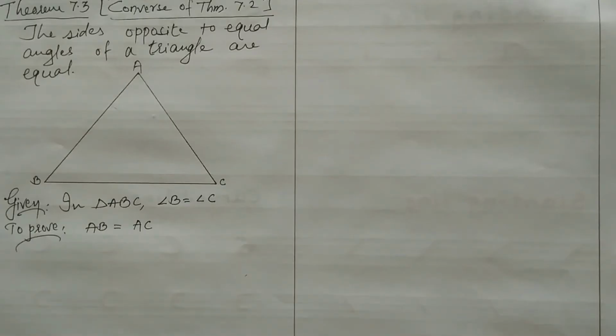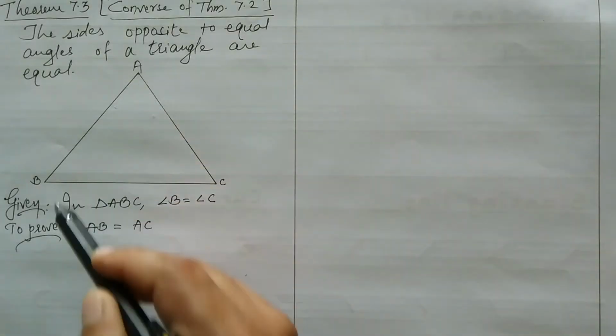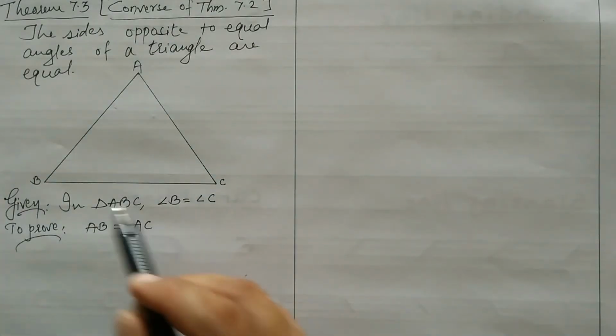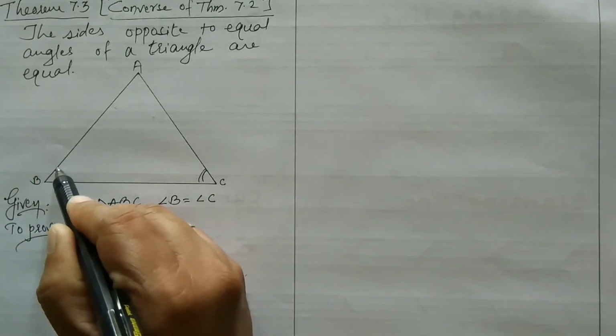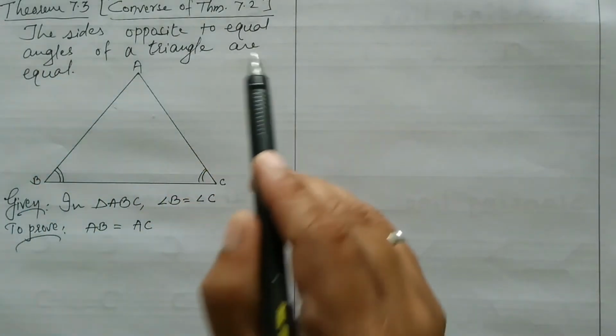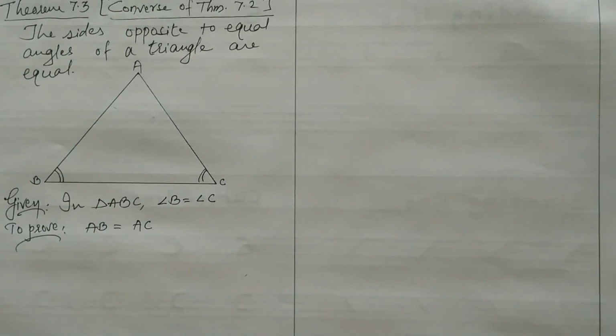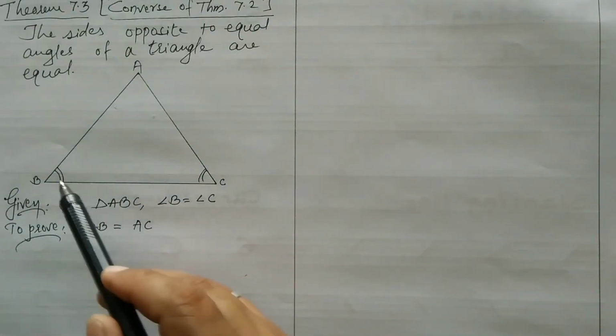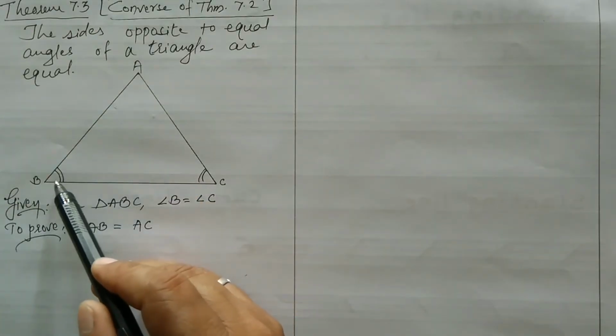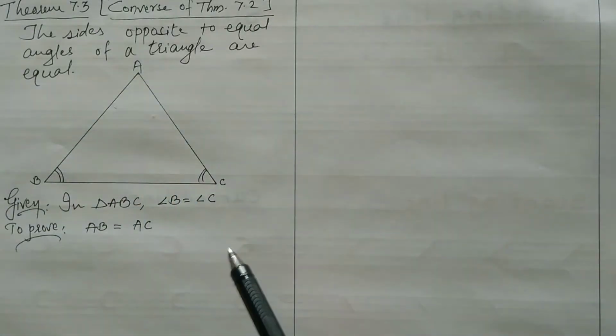Let us see theorem 7.3. It is the converse of theorem 7.2. The statement: the sides opposite to equal angles of a triangle are equal. What is the meaning of this? I have drawn triangle ABC, and angle B is equal to angle C. Then the sides opposite to equal angles are equal. The side opposite to angle C is AB and the side opposite to angle B is AC, so you have to prove AB is equal to AC.